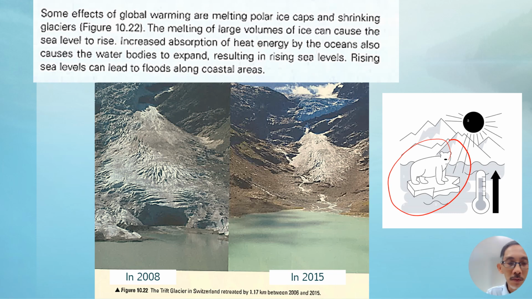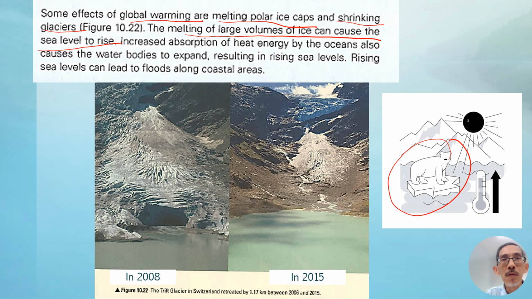If you continue with the actual content here, global warming caused what to happen? Melting of the ice cap, isn't it? And also in this case, in the picture, the shrinking of the glacier. Now, isn't it obvious? When the ice, which is water in solid form, melts, a lot of this ice becomes liquid water, right? So where does the liquid water go? It goes into the sea, isn't it?